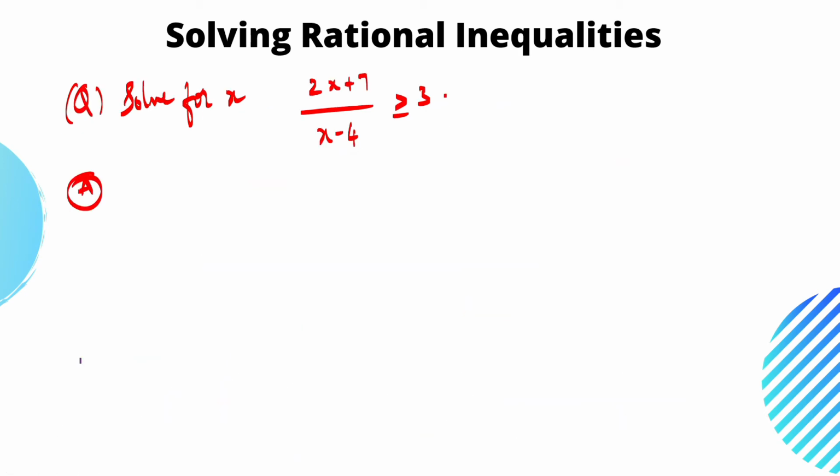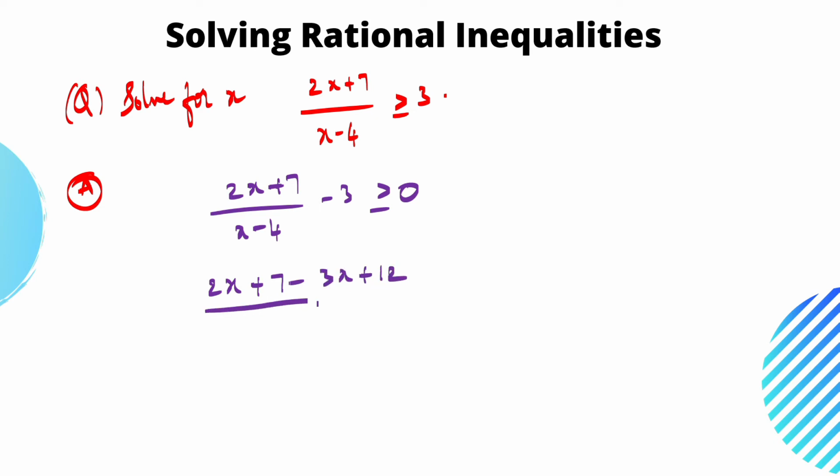So the next question is, solve for x when 2x plus 7 by x minus 4 is greater than or equal to 3. So if we bring 3 to the left hand side, we get 2x plus 7 by x minus 4 minus 3 is greater than or equal to 0. If we take the LCM, what do we get? We get 2x plus 7 minus 3x plus 12, this by x minus 4, this will be greater than or equal to 0.